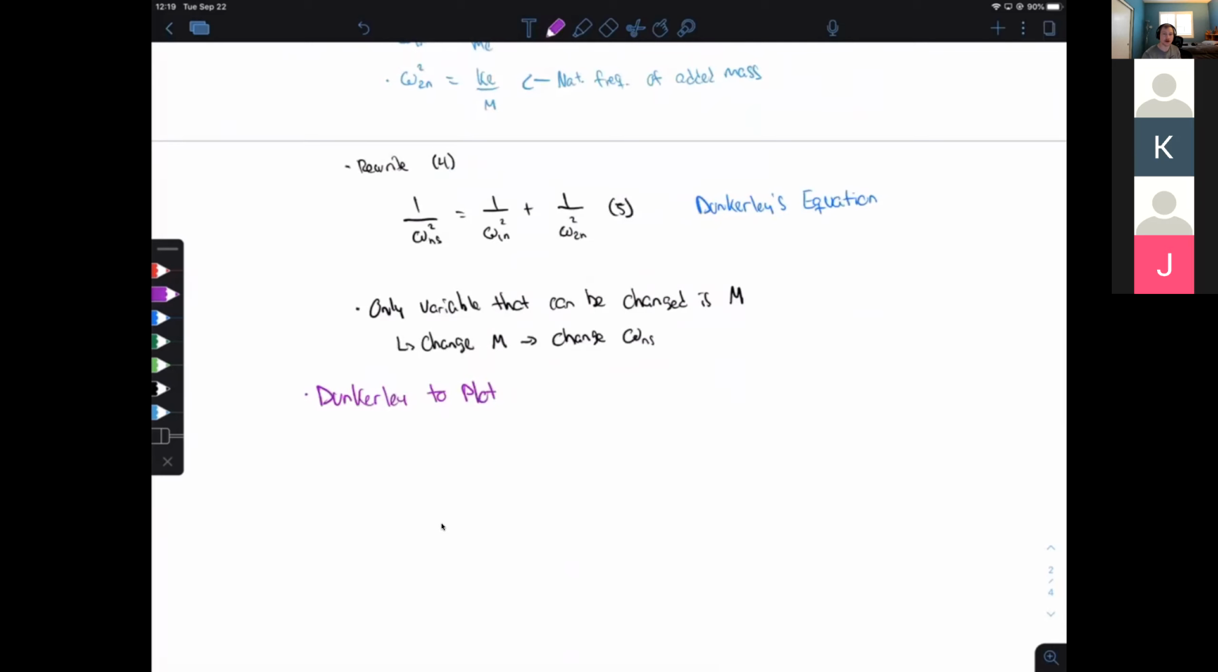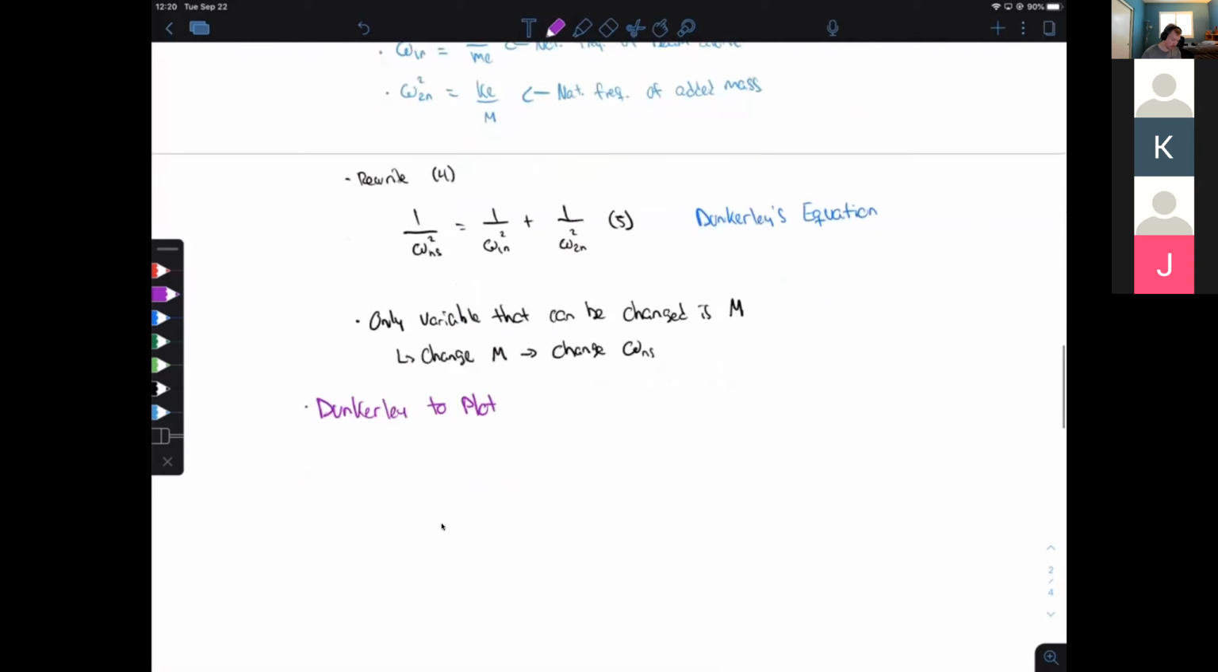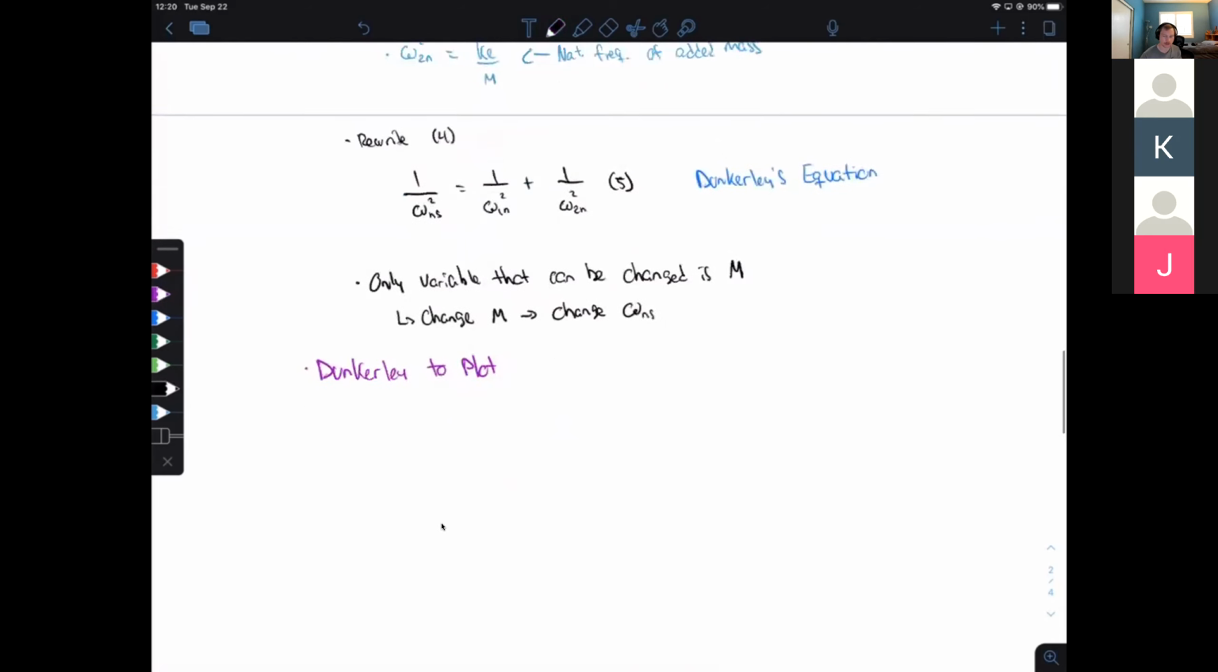Okay, so now we're going to use stuff from Dunkerley's equation here, and we're going to make a plot. And from that plot, we can then find the effective stiffness experimentally, and we can find the experimental effective mass as well. And also the experimental natural frequency of the beam alone. Okay, so let's draw our axes here.